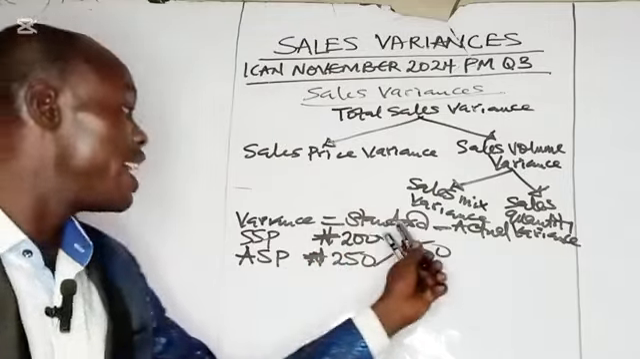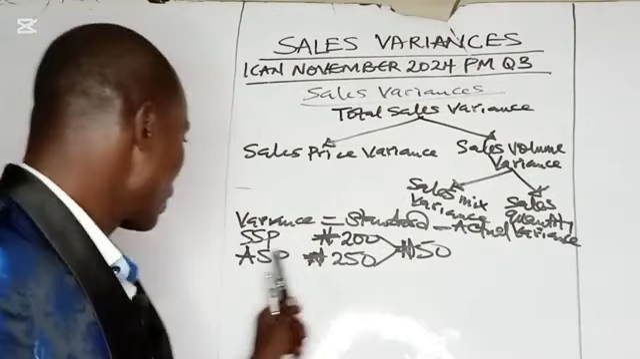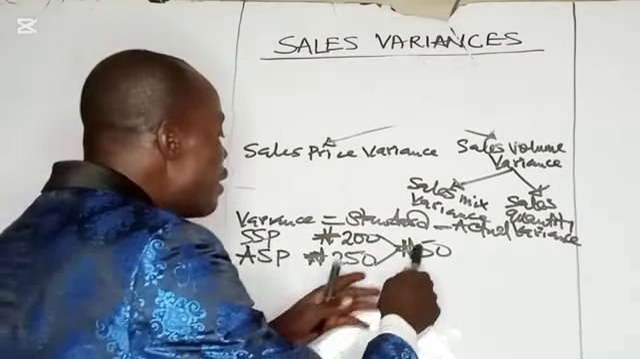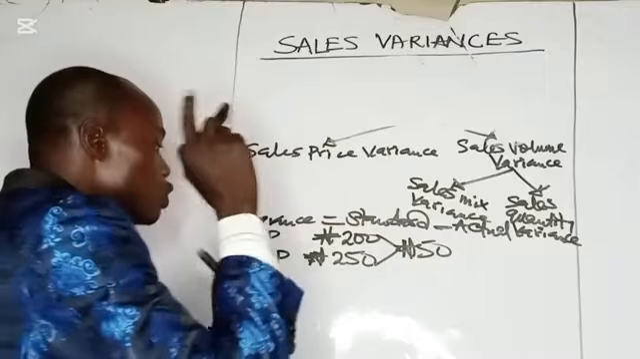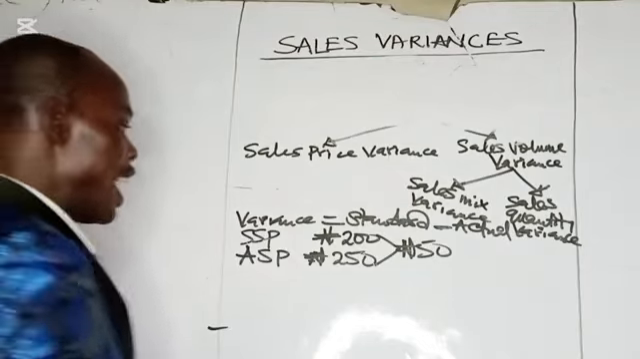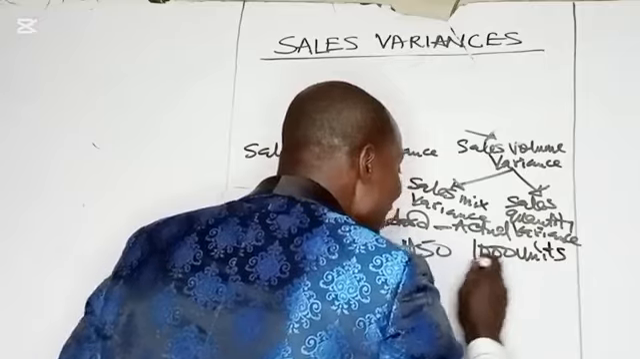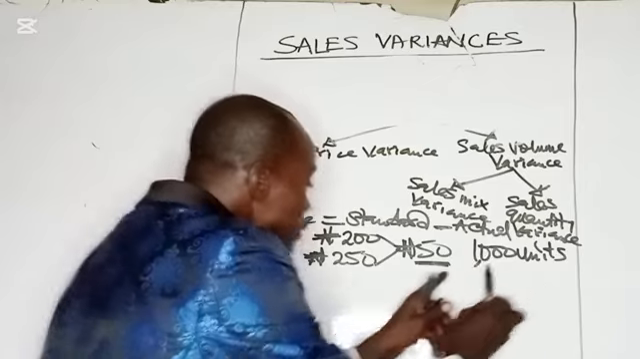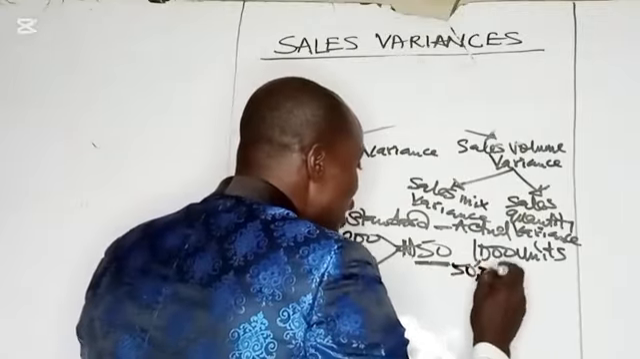Therefore, I've told you variance is standard minus actual. 200 naira is the standard, 250 naira is the actual selling price. There is a variance of 50 naira on a unit price, meaning that you did plan to sell one for 200 and you actually sold them for 250. Therefore, by the time you sell 1,000 units, each unit has a variance of 50 naira, so we have a total variance of 50 naira times 1,000, giving us 50,000 naira as the total sales price variance.